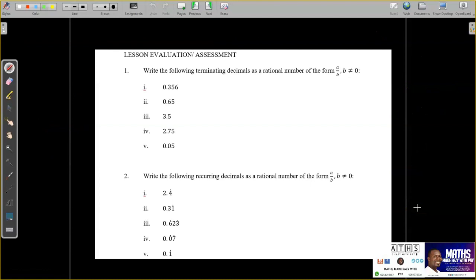I have these questions for you to try your hands on. I'd like you to do them and then give me feedback. The first part of the question is all about terminating decimals being changed to rational numbers. And then the second part of the question is non-terminating but recurring decimals that need to be changed to rational number form. I believe you can do it. Do that and give me feedback.